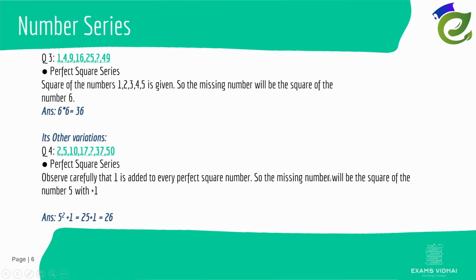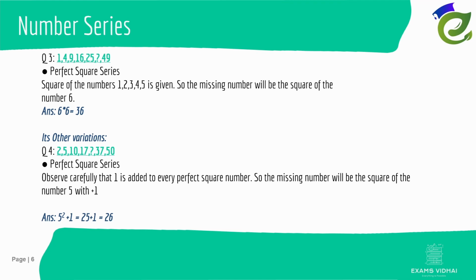Okay, let's see the next question. We are given 1, 4, 9, 16, 25, question mark, 49. Observe it properly. Think what goes in the question mark. This is a series of perfect squares. 1 is the square of 1 itself, 4 is the square of 2, 9 is of 3, 16 is of 4, 25 is of 5. So what goes next? It must be the square of 6. So what's the square of 6? It's 6 into 6 equal to 36. So our final answer is 36.